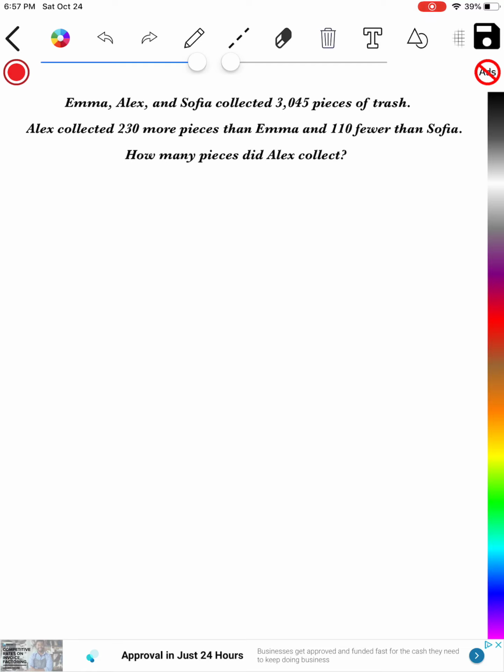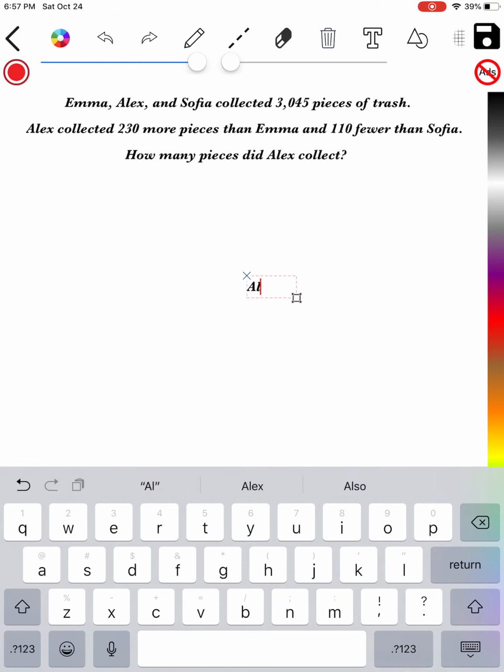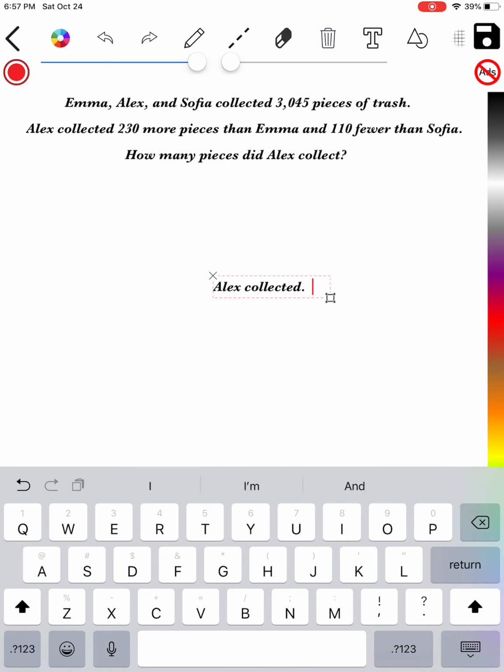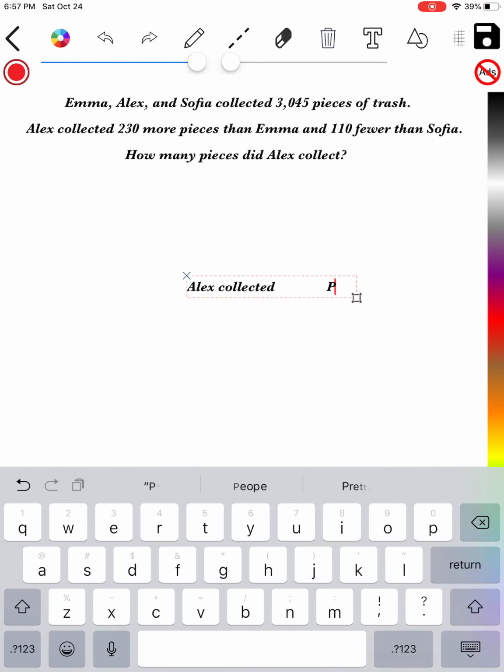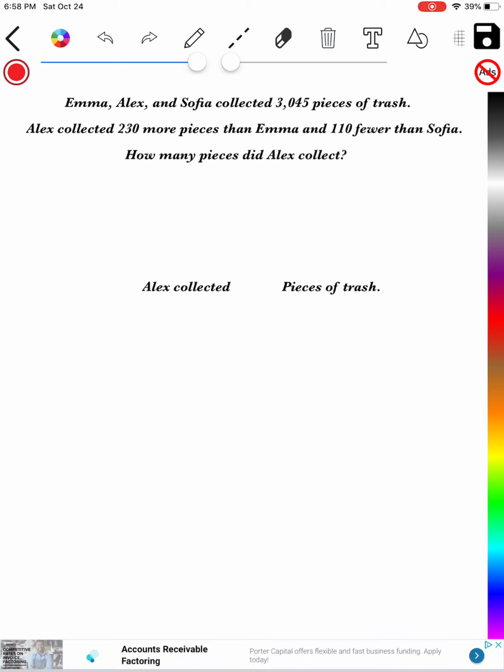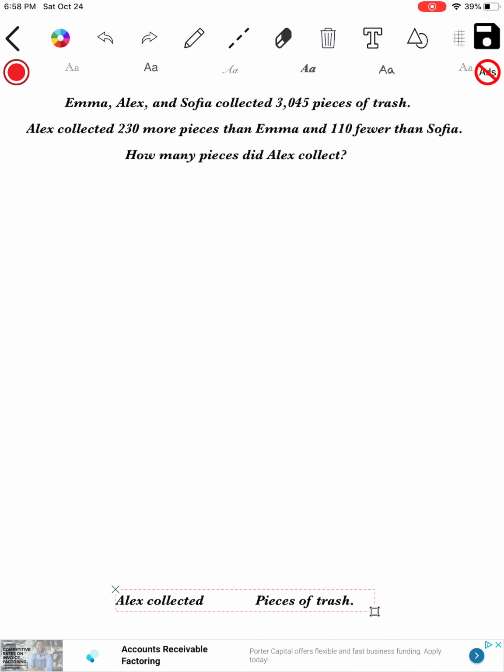So the next thing that we do is we go ahead and identify exactly what we're looking for. And in this instance, we're looking for how many pieces of trash Alex collected. So we write an answer sentence for that. I'll say Alex collected pieces of trash. All right, we're going to put that down on the bottom.